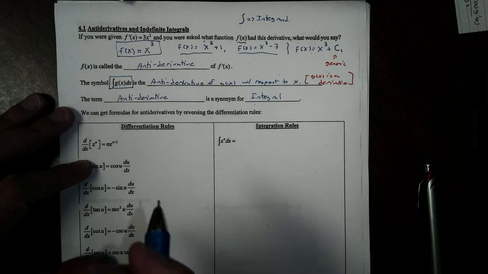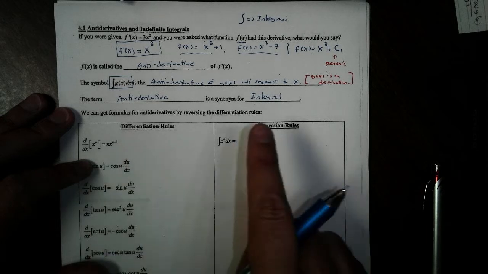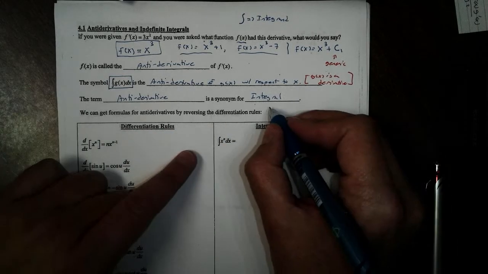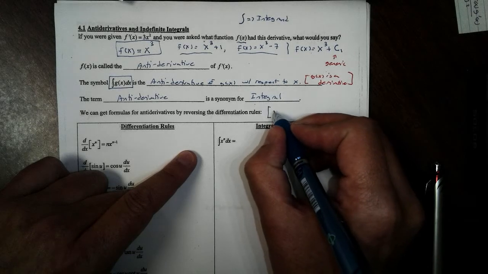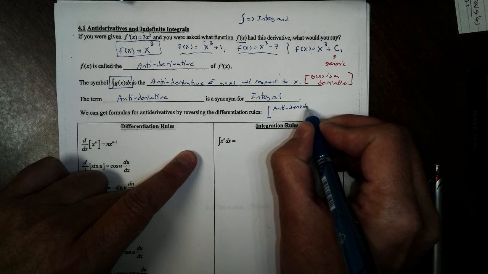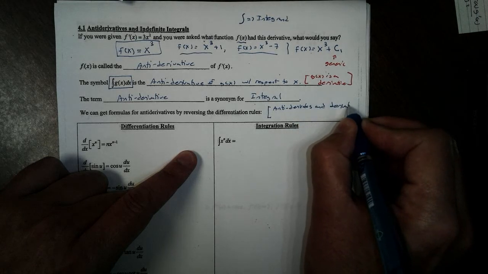So we have a few antiderivative rules, and these integration rules come from our derivative rules. So kind of an easy way to remember it is that antiderivatives and derivatives are inverses of each other.